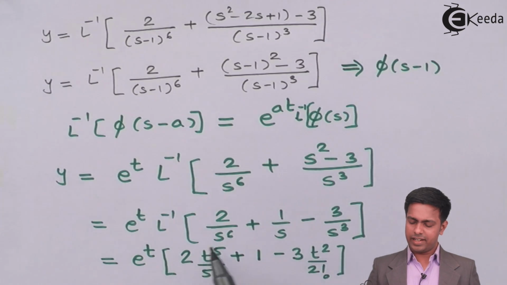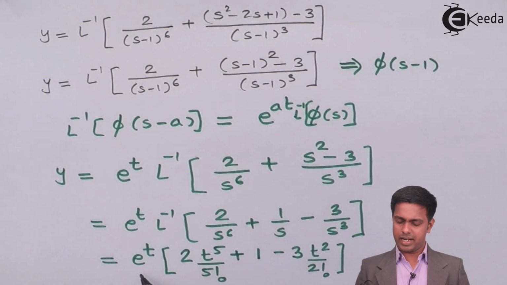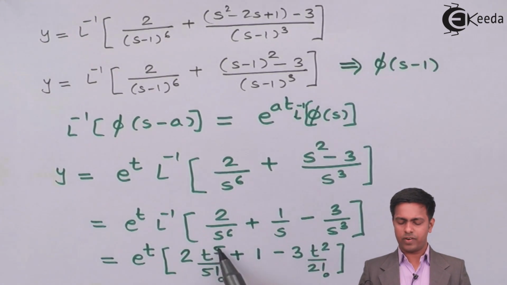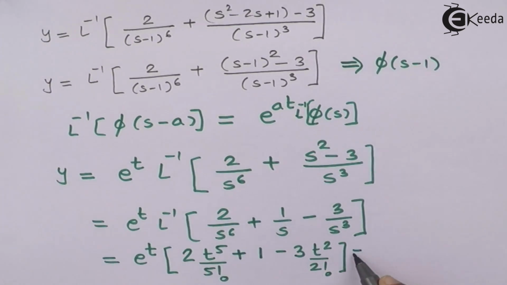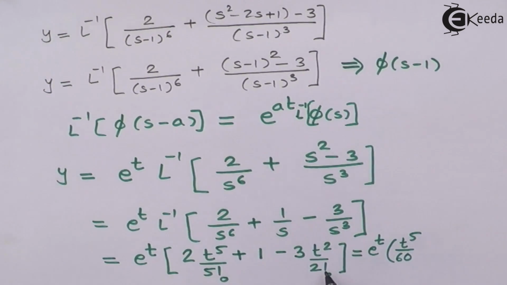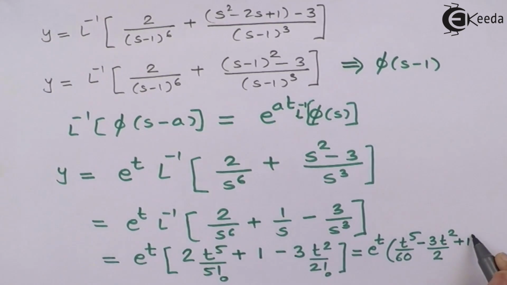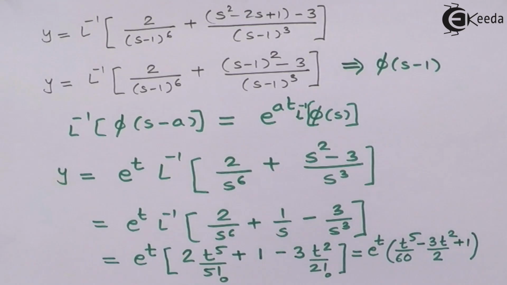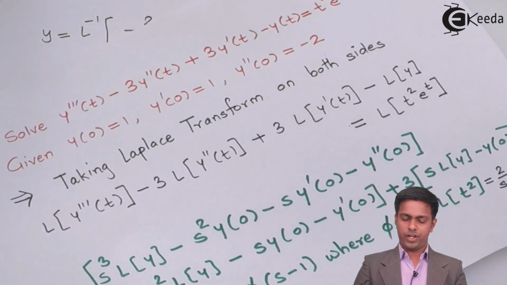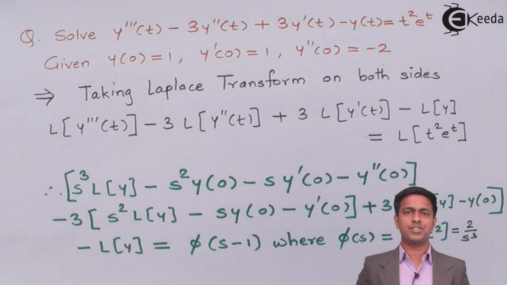So guys, we can rearrange these terms. So e to the power t will remain as it is. Here this will become 2 upon 120, or you can say t raised to 5 by 60. Then here 2 factorial is 2. So I'll say negative 3 t square upon 2, and this plus 1 as it is. And guys, this is nothing but a function of t, and here we got the value of y in terms of t. So it means we got the solution for this differential equation.